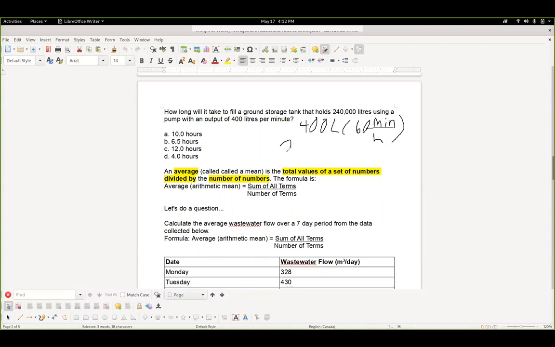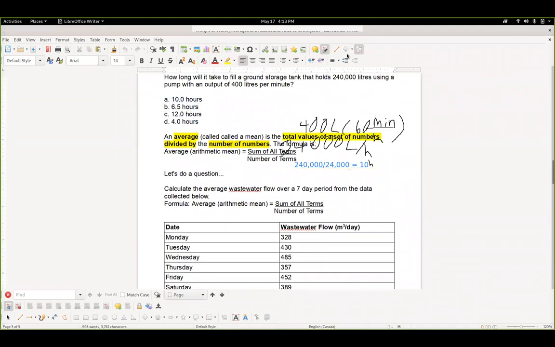So that gives us 24,000 liters. And then what we want is to have 240,000 liters. 240,000 liters divided by 24,000 liters. And we get 10. So it's going to be 10 hours. So it's 24,000 liters per hour. So it's 10 hours. So it'll be answer A.